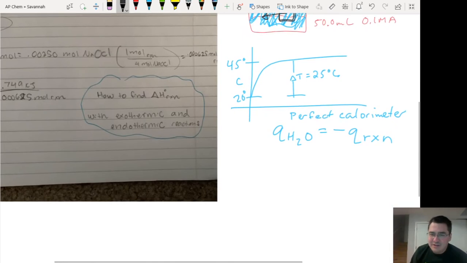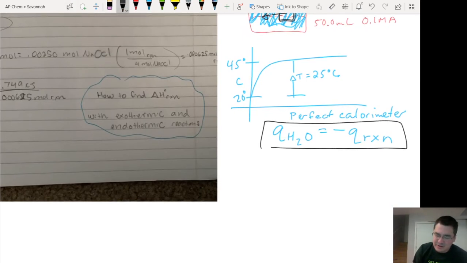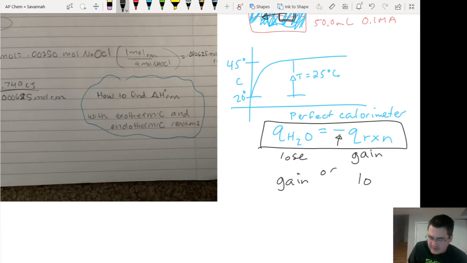Because the law of conservation of energy says you can't create or destroy energy. So does this make more sense? Yeah, that makes sense. So what's the negative actually mean? That it's gaining energy? Yeah, that it's the opposite direction. So if the water is gaining energy, then this reaction has to lose energy. Or if this water is heating up, then that means the reaction is exothermic. Okay. So that's why they flipped the sign.